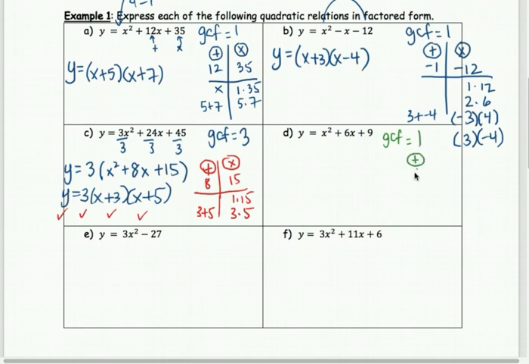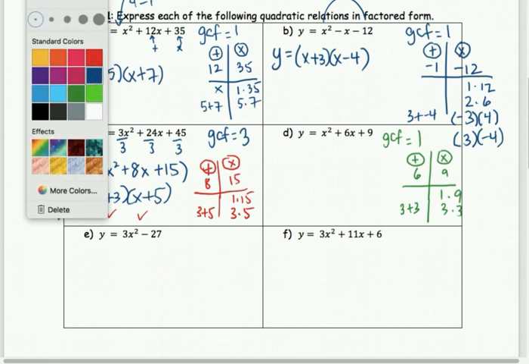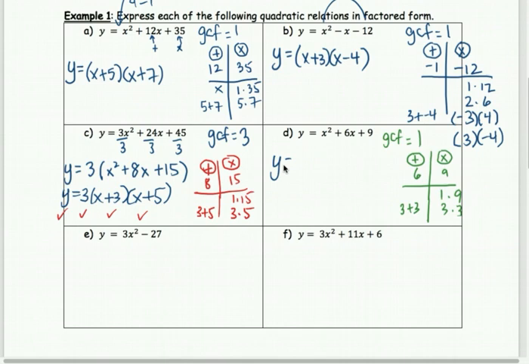I need to add to 6. I need to multiply to 9. So 1 and 9, nope, but 3 and 3. Hopefully if you guys are already trying to brainstorm here, you thought of those 2 numbers right away. Then from there, write the factors out. y equals x plus 3, x plus 3. And then you always want to clean it up. If you got the same factors like that, just write it like this, squared.